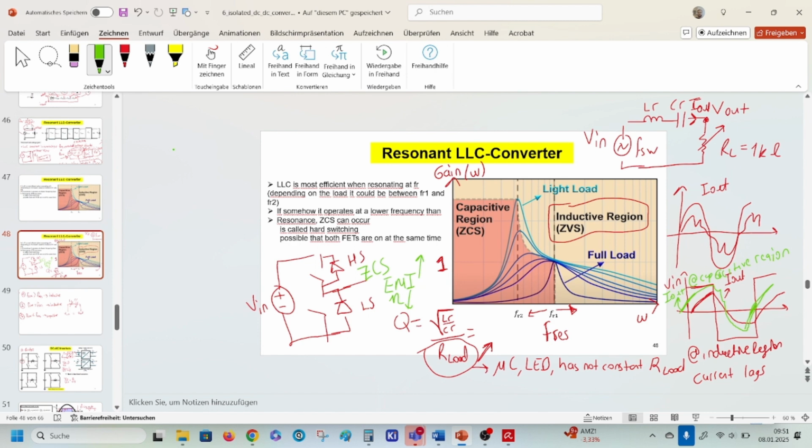And this peak, maybe you see here a peak. This is a quality factor, for example, Q1, let's say 1. And we have a second quality factor here, Q2, let's say Q2 with another load resistance. And here, Q3.